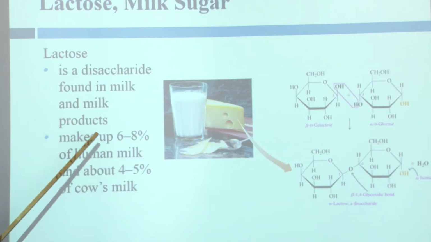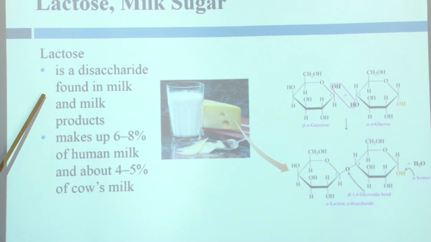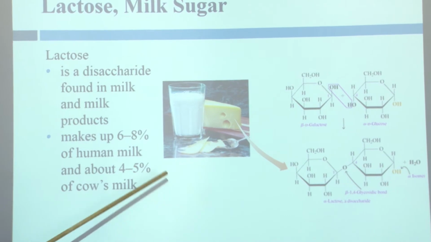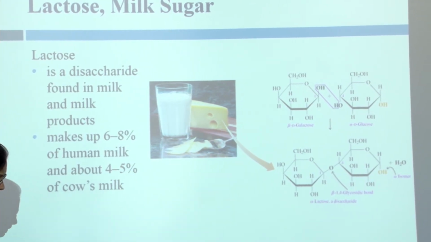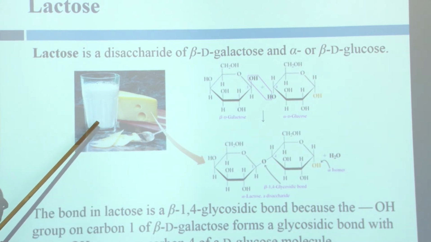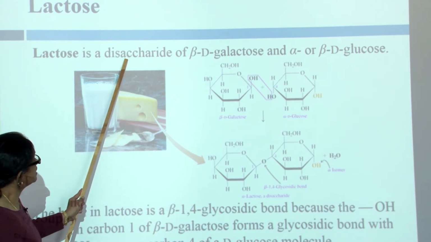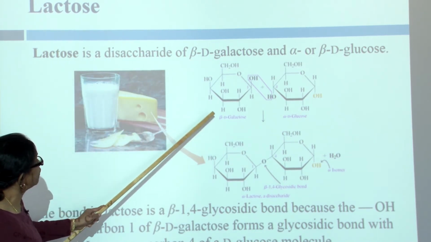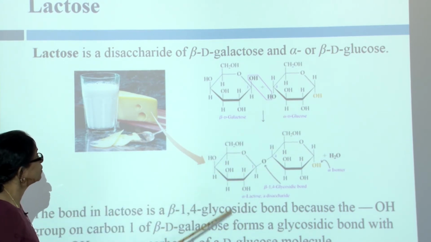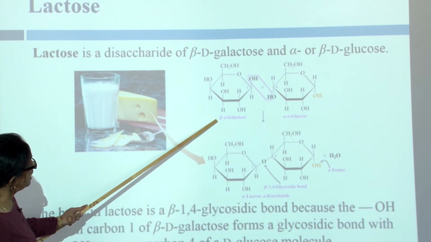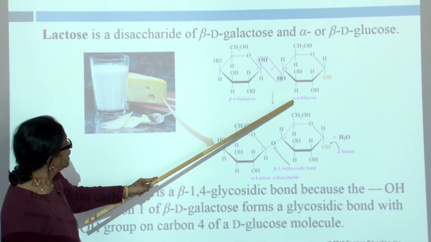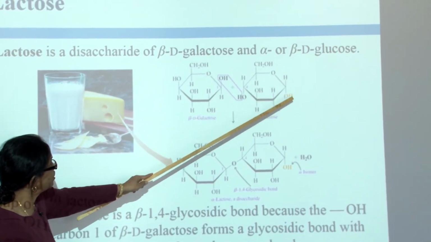Now we are looking at lactose. Lactose is a disaccharide found in milk and milk products. We'll go to the next slide to look at this link. Okay, now we can see this better. This disaccharide lactose is made up of D-galactose and D-glucose, and these two molecules connect. It is a beta D-galactose, the beta isomer, where the OH is above the ring. For alpha glucose, the OH is below the ring.